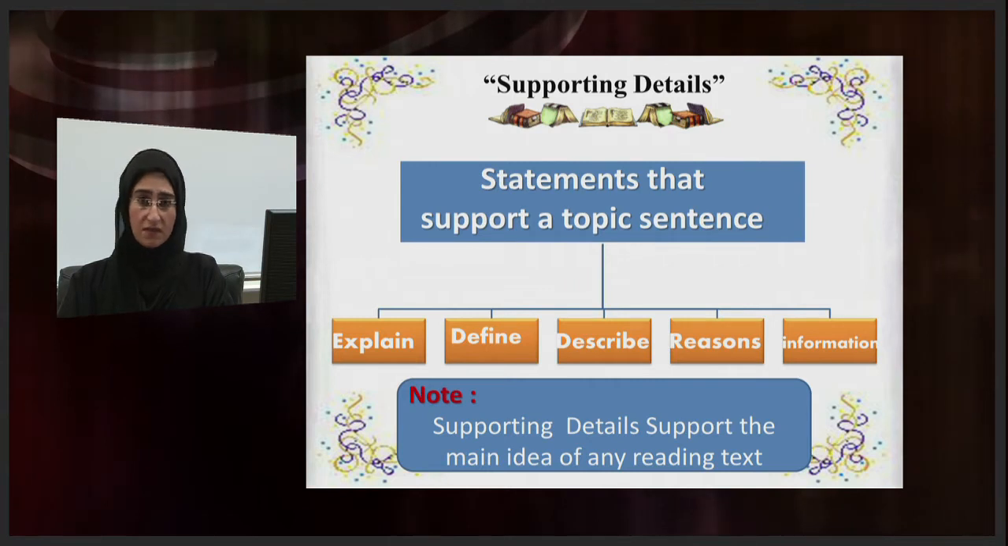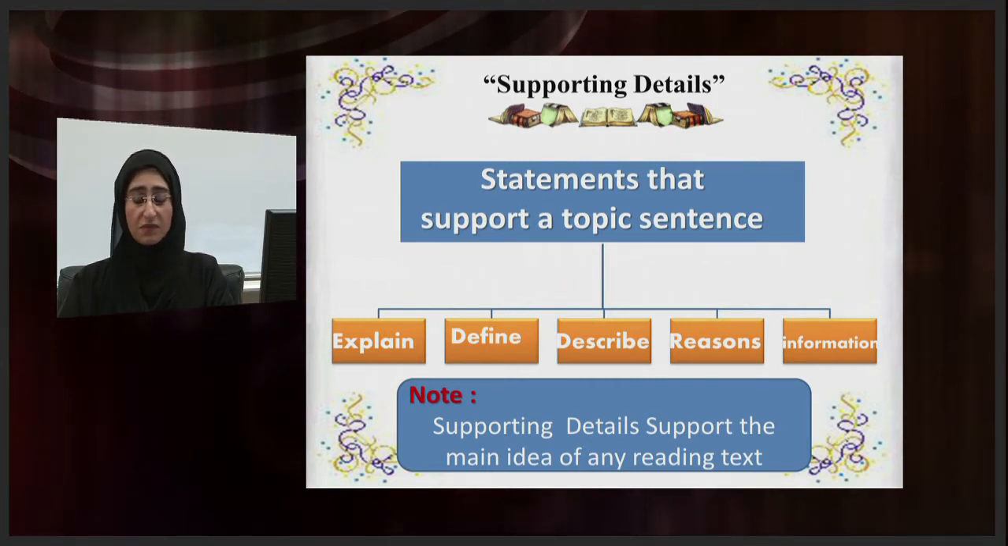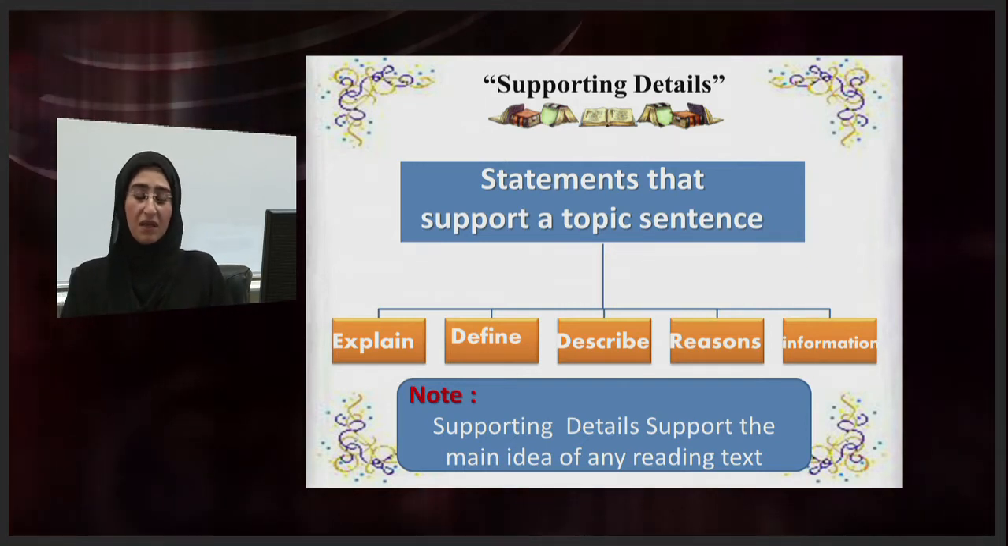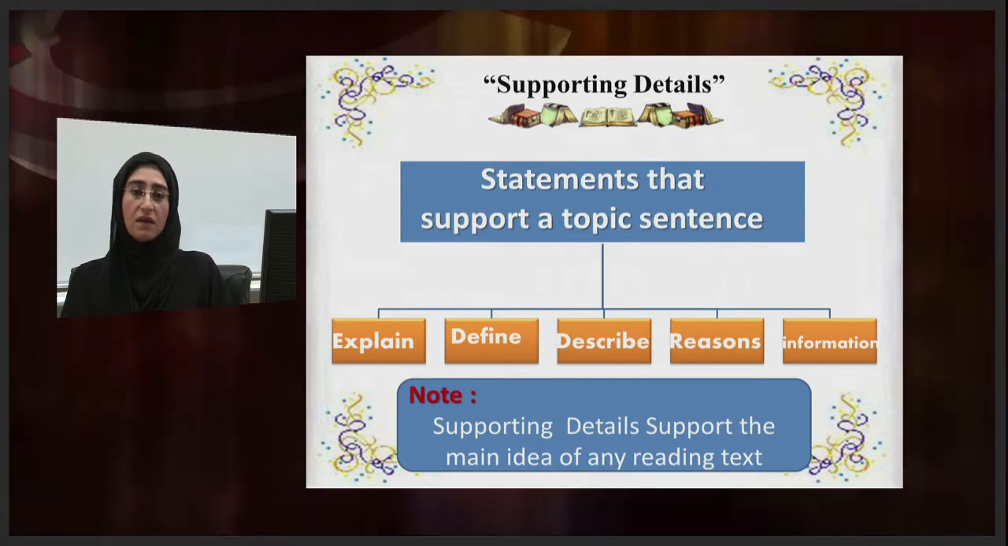Also, we need to convince them by giving some reasons. And when I say giving some reasons, I mean, for example, in argumentative essays or texts, we need to show our point of view and give some reasons for these points of view. Also, we may give some information to help readers understand this reading text more and more.